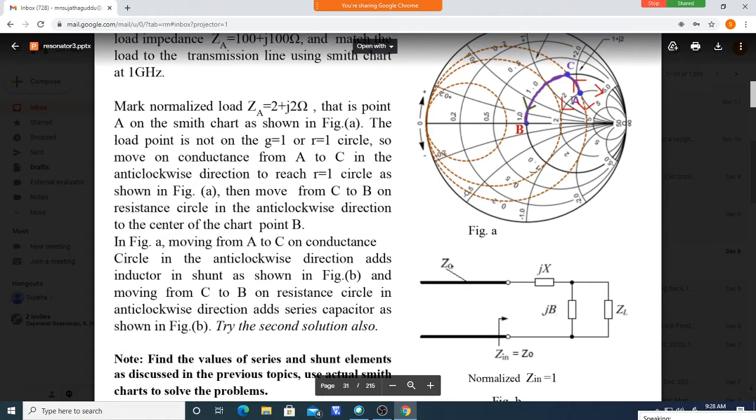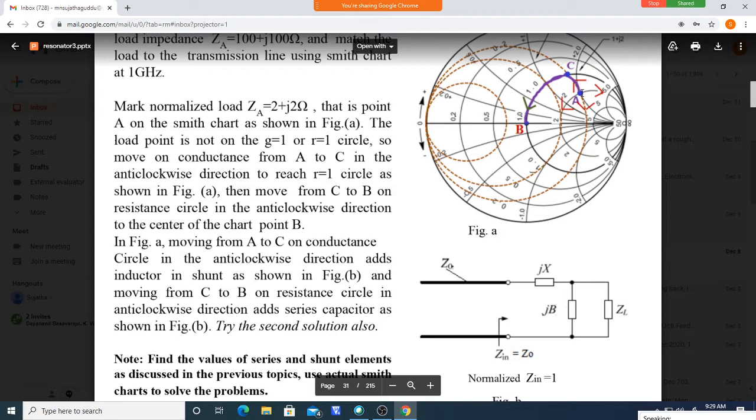But you see here, if you start from here and move on the resistance circle like this, you cannot reach the r equal to one circle or the g equal to one circle. Or you can move in the anti-clockwise direction, that time also you do not reach the r equal to one circle. You cannot move on this resistance circle for this particular problem. If you move on the resistance circle, you do not get any solution. That's why we are not moving either this way or this way on the resistance circle from here.